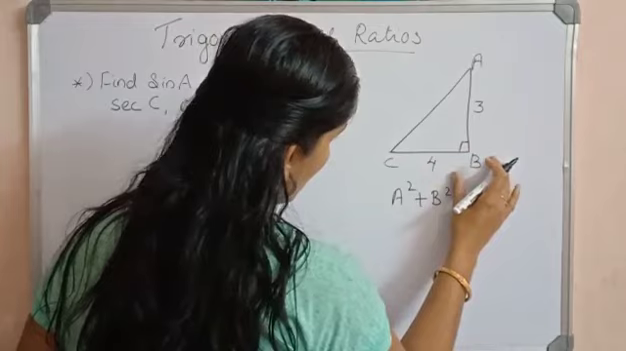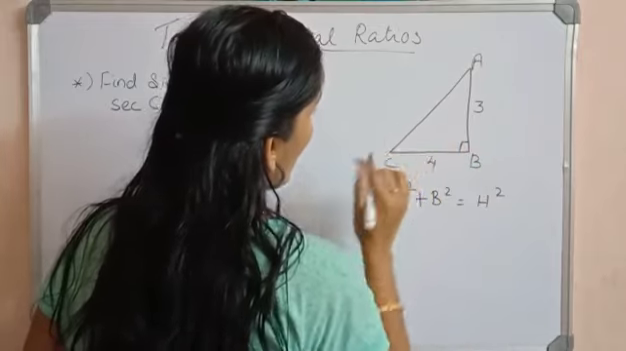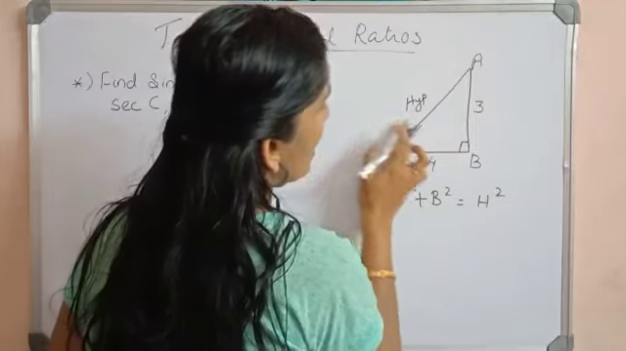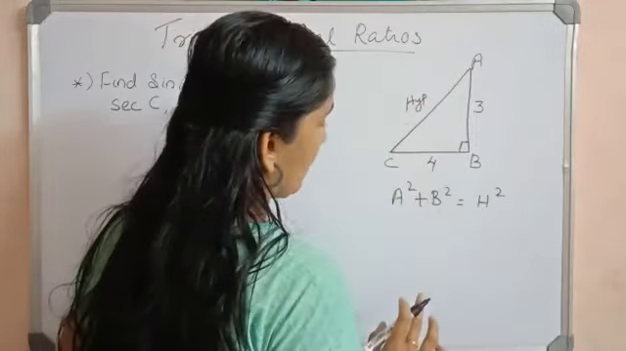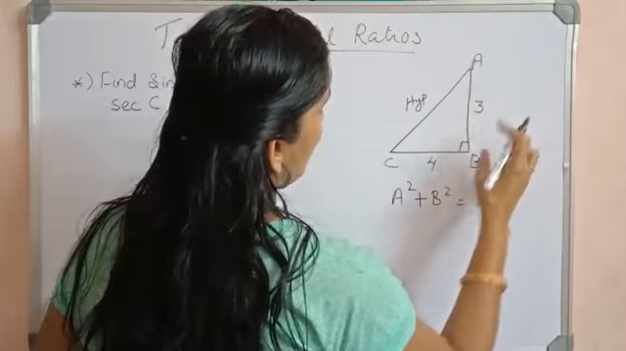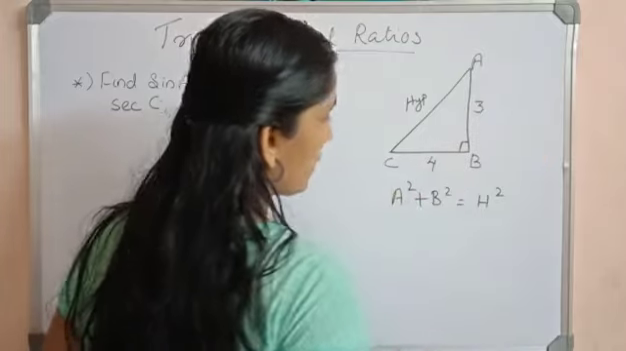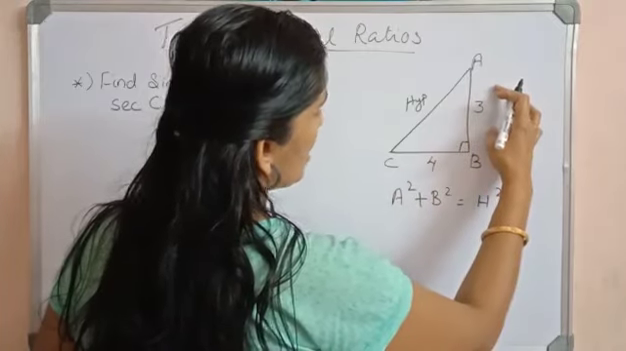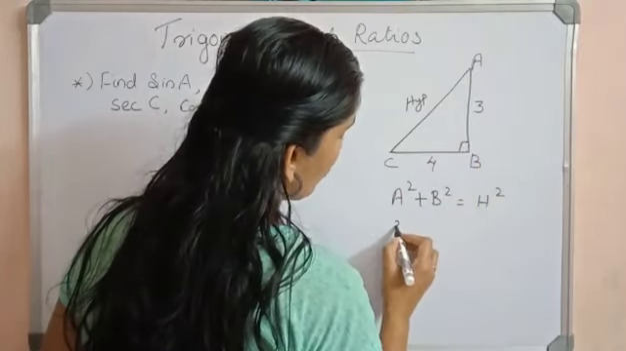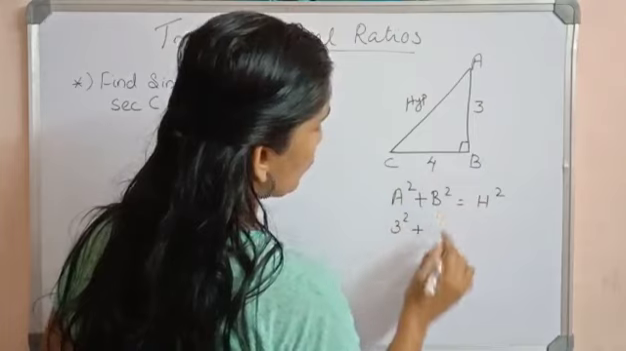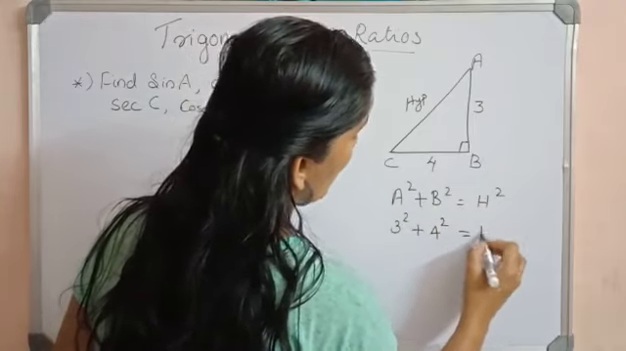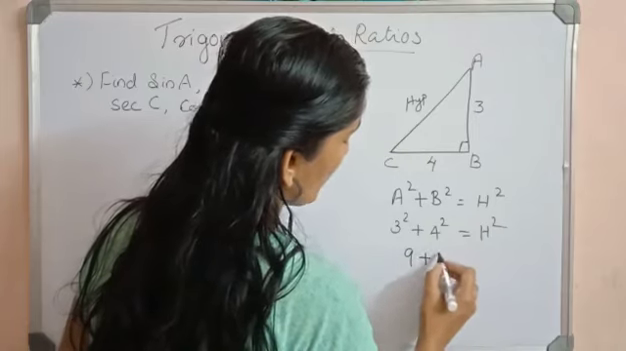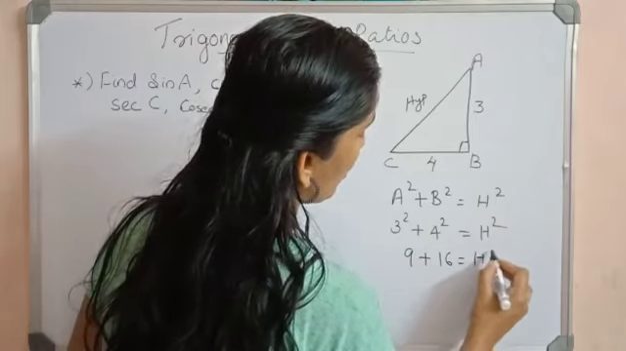And as we have studied earlier, AC is the hypotenuse since this is the side which is opposite to 90 degree. Now AB is the altitude and BC is the base. Find the value of the hypotenuse. The altitude is 3, so this will be 3 square plus the base is 4, 4 square is equal to hypotenuse square. 3 square is 9 plus 4 square is 16 is equal to hypotenuse square.